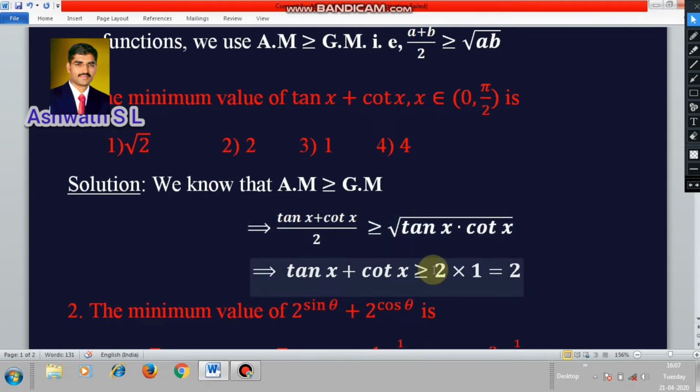Let us bring this 2 to the RHS, it is 2 into 1. Therefore tan x plus cot x greater than or equal to 2, which means the minimum value is 2. All the values of tan x plus cot x will be more than or equal to 2. Therefore the minimum value is 2. Option 2 is the answer.